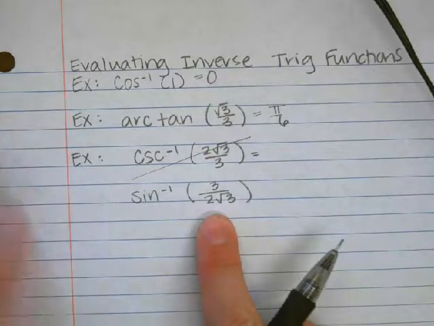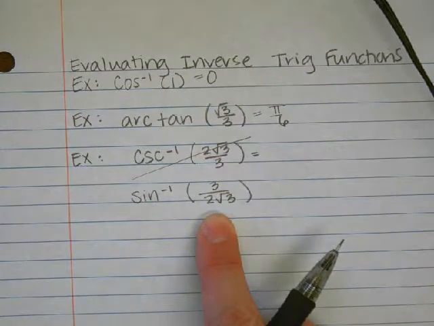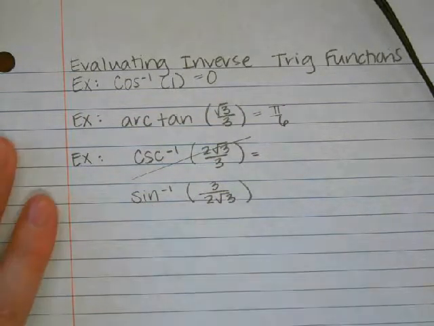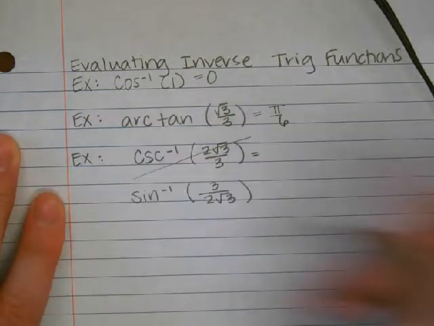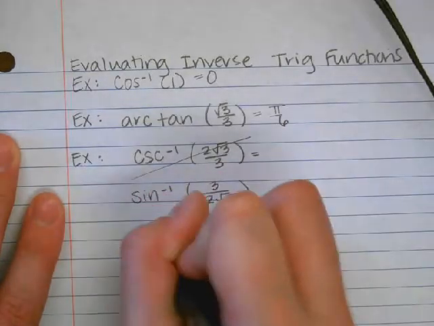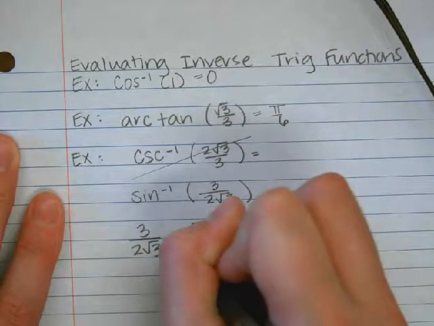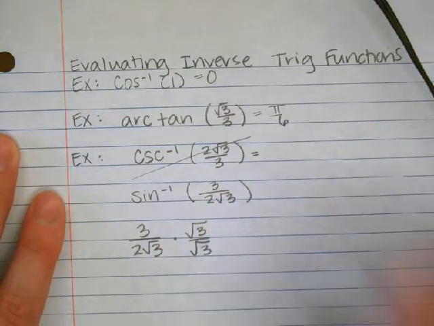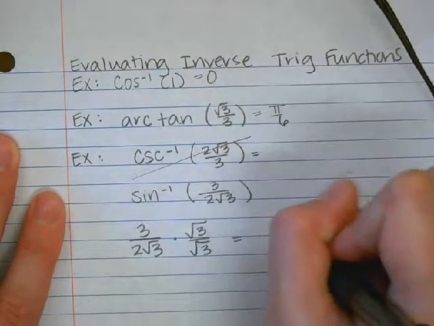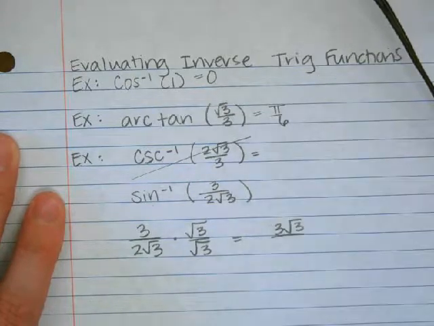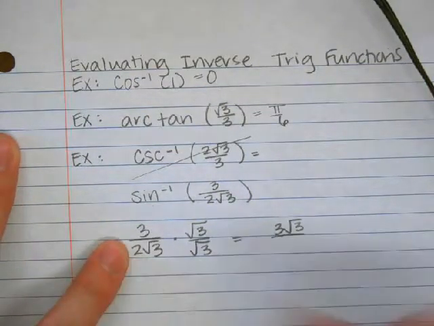And this is not a value that I'm going to be finding on the unit circle because it has a radical on the bottom. So I'm going to go ahead and fix that fraction. I'm going to multiply by square root 3 on the top. I'm going to multiply by square root 3 on the bottom. And on the top, that gives me 3 times the square root of 3. On the bottom, I have the 2.